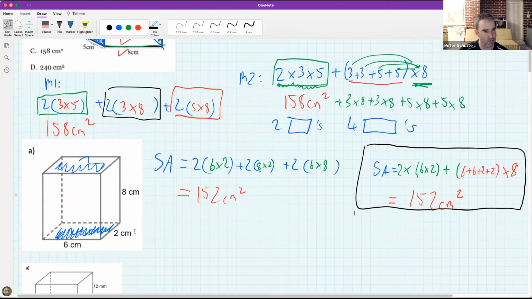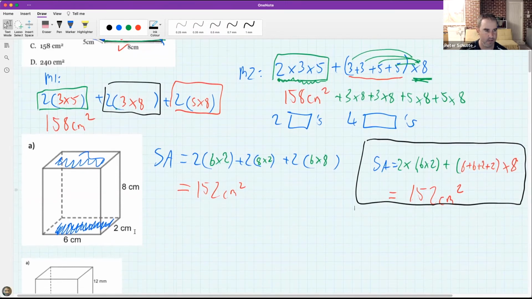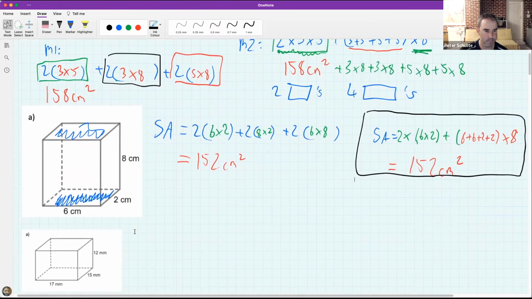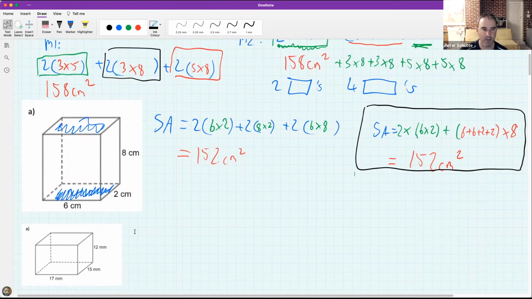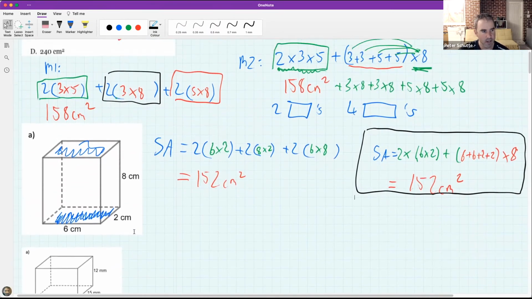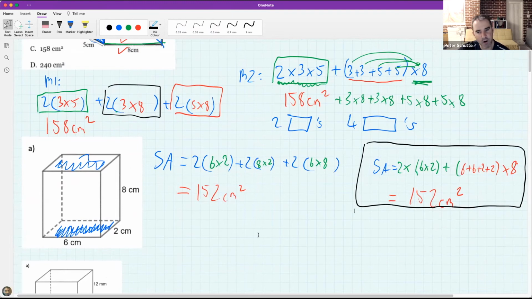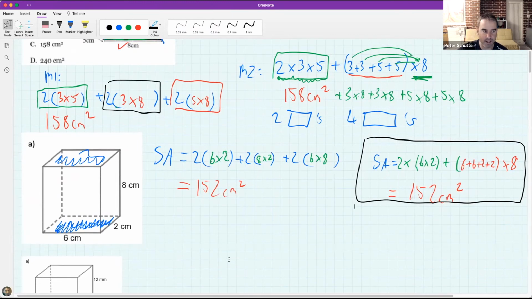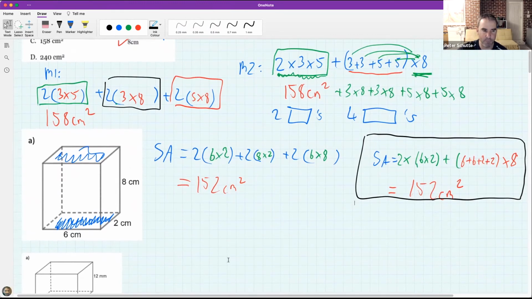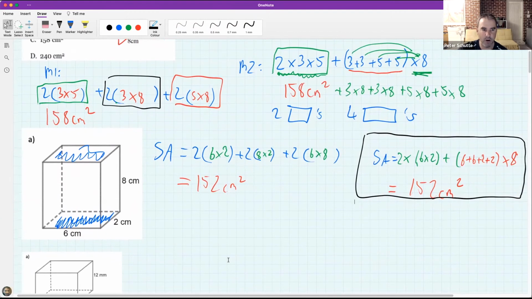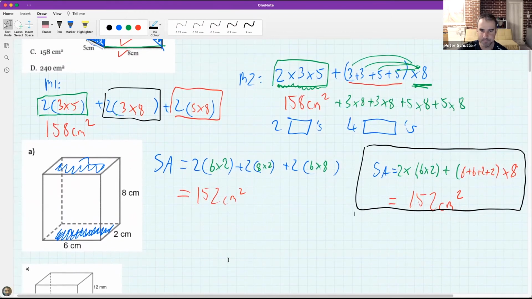Most of you seem to prefer method 1. That's completely fine. Okay, so let's move on. So the advantage of method 2 is, I'll show you in the triangular one, it may become more helpful, but let's move on to the triangular prism.